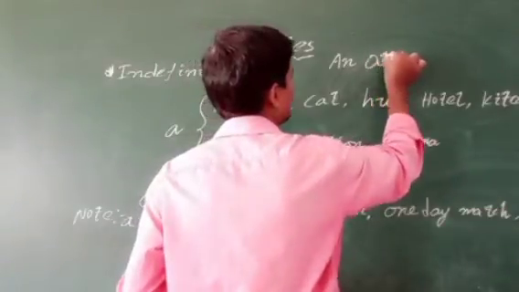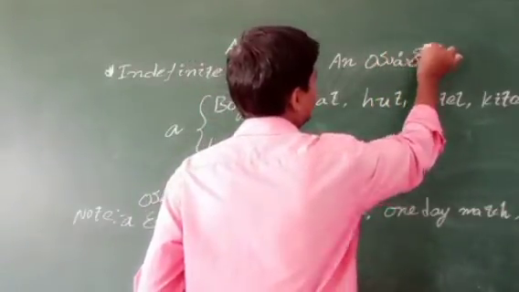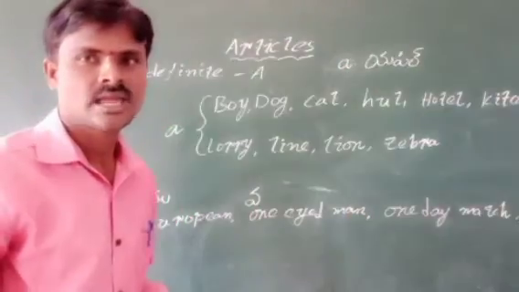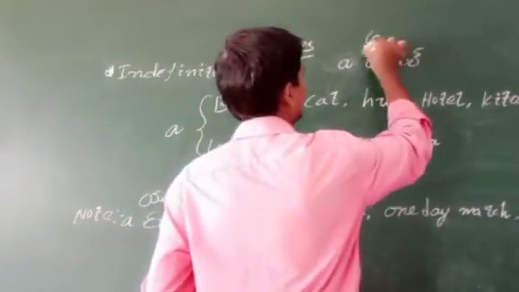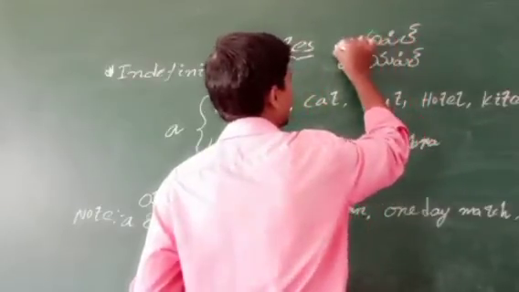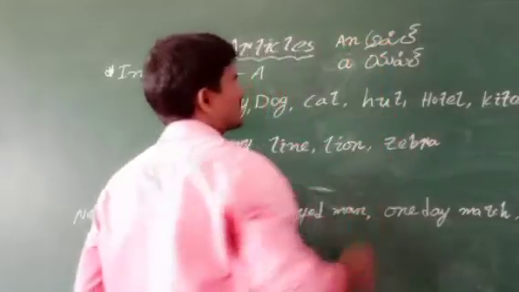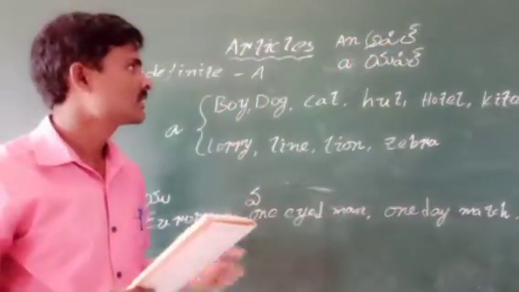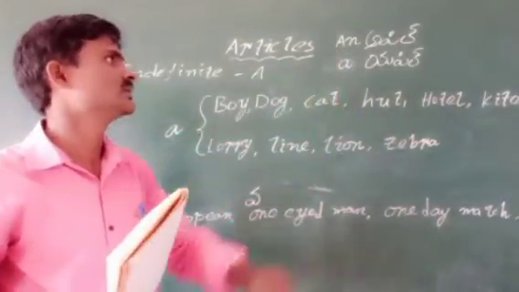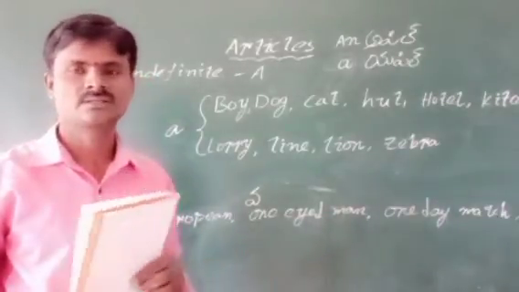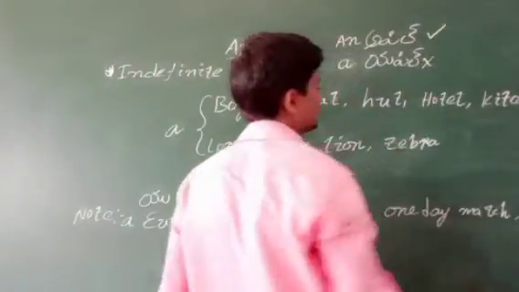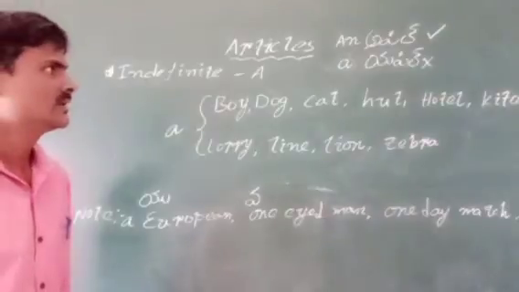If you pronounce apple with the ya sound, then a will come, not an. But if you pronounce an apple, an will come. If you pronounce an apple, that is apple, not apple. This is wrong. This is right. That is right. An apple.